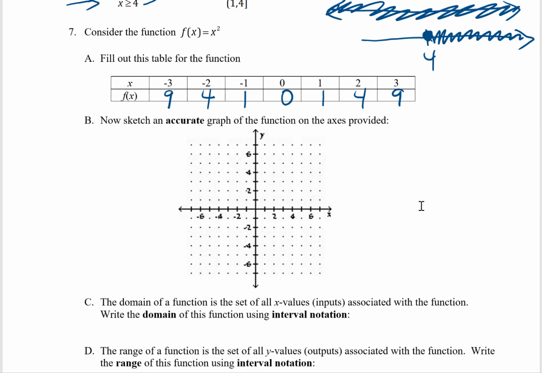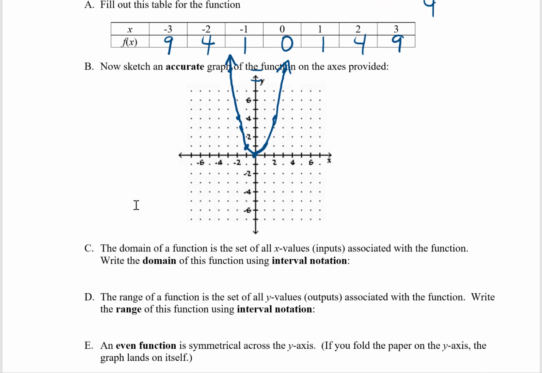If I want to draw a graph by hand, I would just plot the points and connect the dots. Let's see, negative 3, 9 is a little bit too high for this grid. I think 9 would be about there, so somewhere up here. Negative 2, comma 4, negative 1, 1, 0, 0, 1, comma 1, 2, comma 4, and 3, 9, again, would be way up here somewhere. And I'll go ahead and connect the dots. And you've probably drawn this picture before. We call it a parabola.